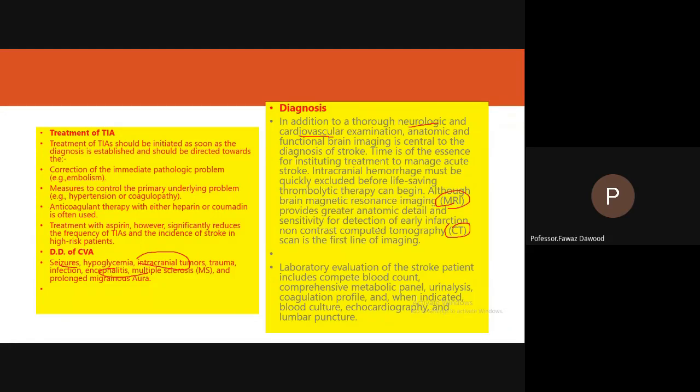There are other laboratory investigations which are needed for the diagnosis in addition to the CT and MRI. And this may include the complete blood picture, the differential cell count, the urinalysis, the coagulation profile, and the blood culture is important, and even sometimes we need to make a lumbar puncture.